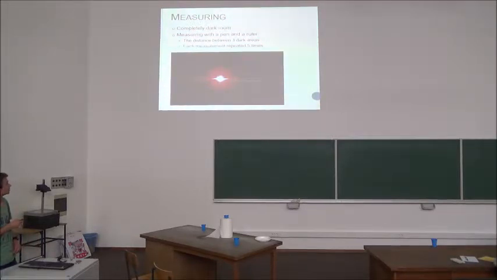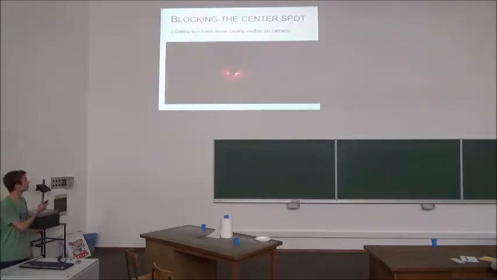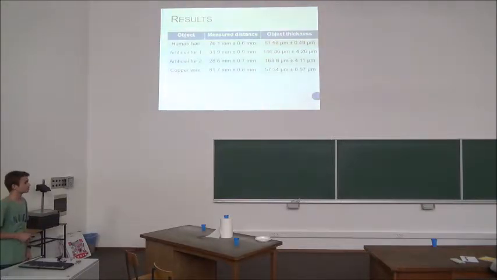I measured between 3 dark areas, you can see like that, because that was the most I could see. And I repeated each measurement 5 times. Here you can see a picture with the sensor's blind spot covered, because then you can see more clearly the other spots on the camera. So here are the results.